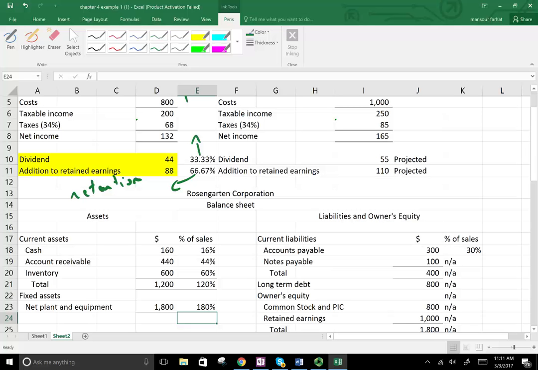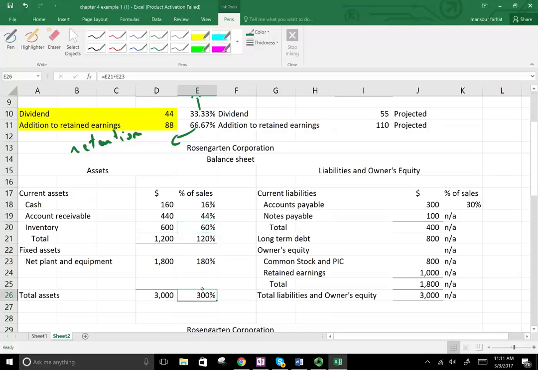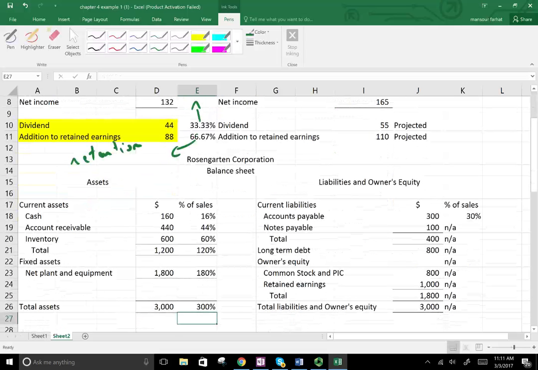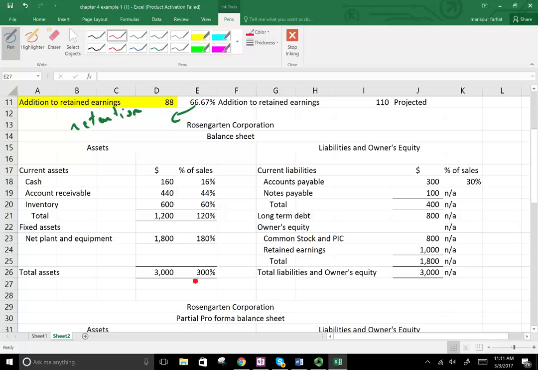We're going to look at those assumptions later on. This makes sense, at least for cash, accounts receivable, and inventory, which vary with sales. Not so much with net property, plant, and equipment. We'll talk about that later on. What we're saying also, total assets, if we look at total assets right now in relationship to sales, it's 300% of sales. This last ratio, the 300 ratio, is called the capital intensity ratio.